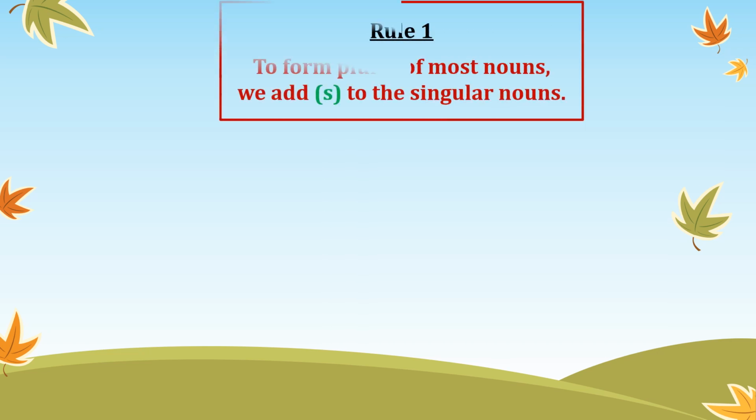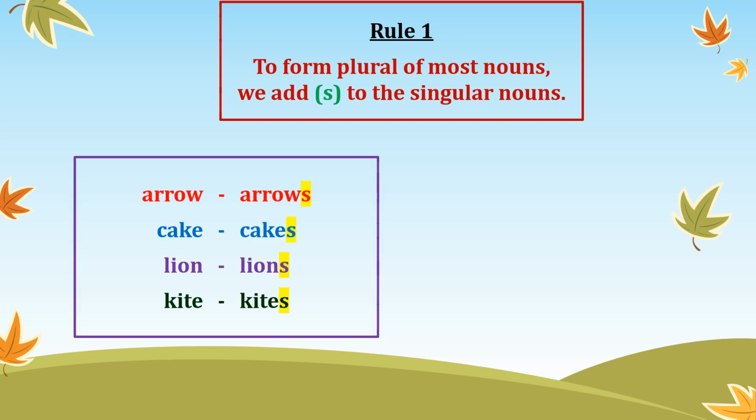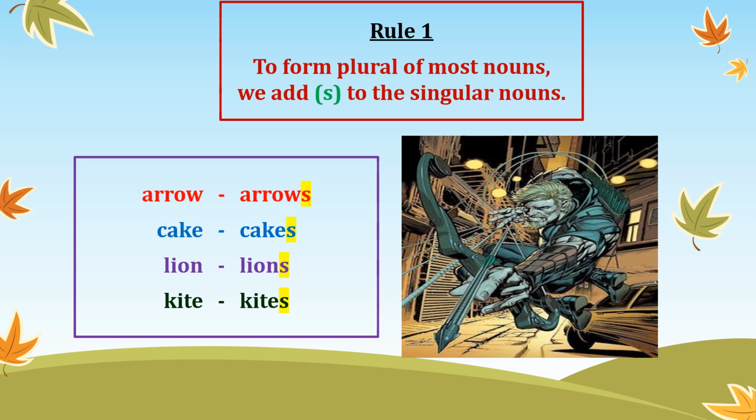Rule number 1. To form the plural of most nouns, we just have to add s to the singular nouns. For example, one arrow is called an arrow, and if you have more than one, they are known as arrows. You just have to add s and it will become arrows.